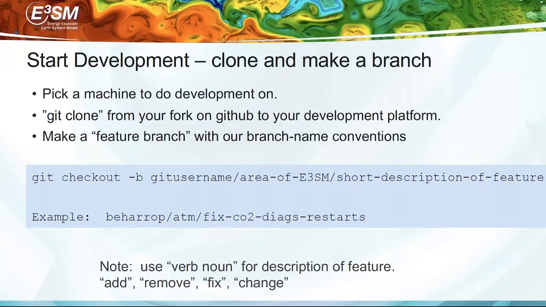Your branch name has three parts: your GitHub username, so that we know who's working on this branch, the area of E3SM you're working in, like EAM or Homme or something like that, and then a short description of the feature. And here's a nice example from Bryce. It's got his username, what he's working on, and a description. And note, the description does the right thing. It's a verb-noun construction. So you always want to start with a verb, like add, remove, fix, change, and then a description of what you're doing.